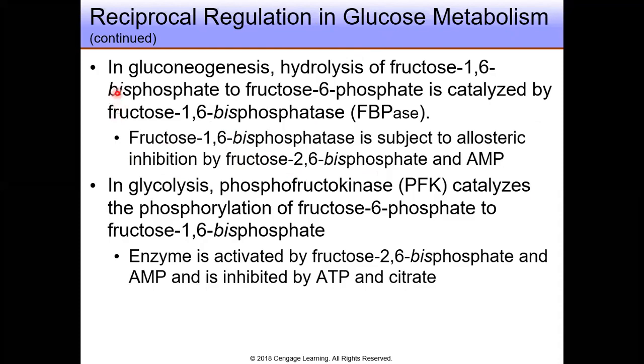And again, to summarize, in gluconeogenesis, hydrolysis of fructose 1,6-bisphosphate to fructose 6-phosphate is catalyzed by fructose 1,6-bisphosphatase. This enzyme is subject to allosteric inhibition by fructose 2,6-bisphosphate and AMP. In glycolysis, PFK catalyzes the phosphorylation of fructose 6-phosphate to fructose 1,6-bisphosphate. This enzyme is activated by fructose 2,6-bisphosphate and AMP, and inhibited by ATP and citrate. Notice all these allosteric effectors are in the previous figure that we talked about, so go back to that figure.